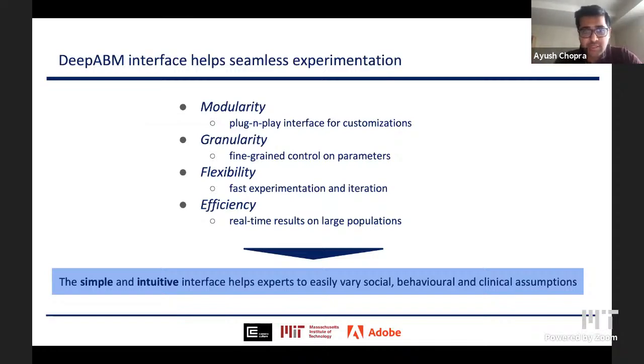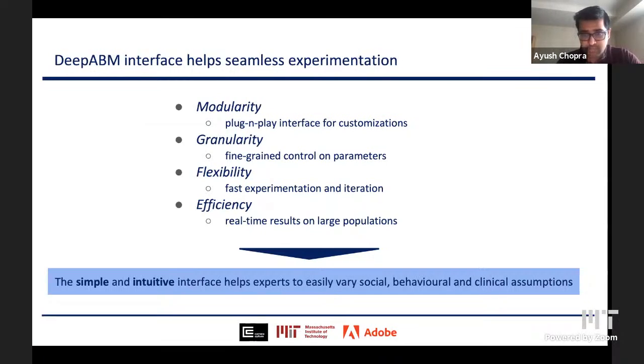And we wanted to do this with a lot of flexibility, so that we can have fast experimentation, iteration, and hypothesis testing, as well as sensitivity analysis. The efficiency of our tool makes it possible, since we can run results in real time on large agent populations. So I'll now walk us through a real interactive demo of how the tool works.